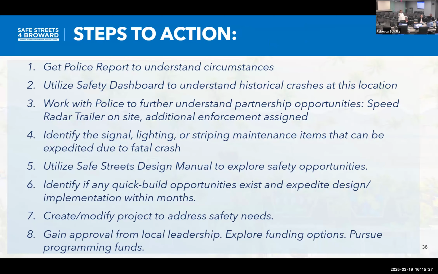These are my ideas. Number one, get the police report so you can understand what's happening. So call your police chief, get that right away. And then maybe jump on the safety dashboard and see what's been happening there historically, so you can understand if this is once in a 5-year instance, or if this is happening regularly. You can work with the police department to maybe even get a speed radar trailer put out there right now, or a police officer could be out there doing enforcement, maybe even at the time of the crash every night for 3 nights or something, so that you're showing awareness and visibility to the community.